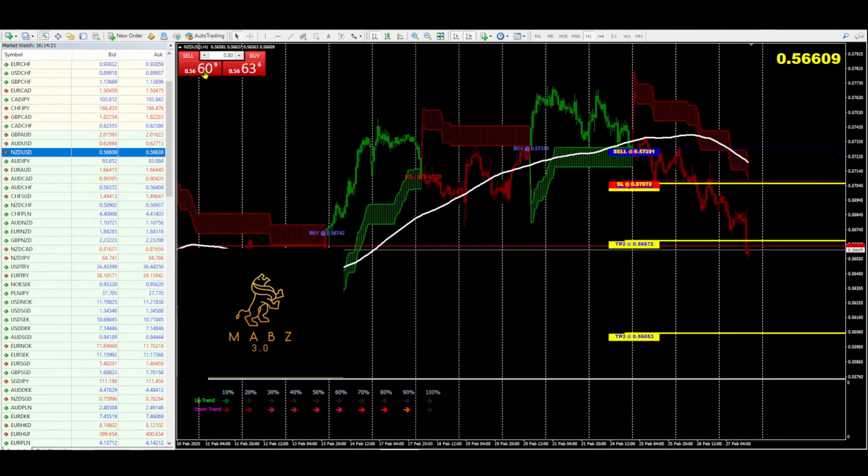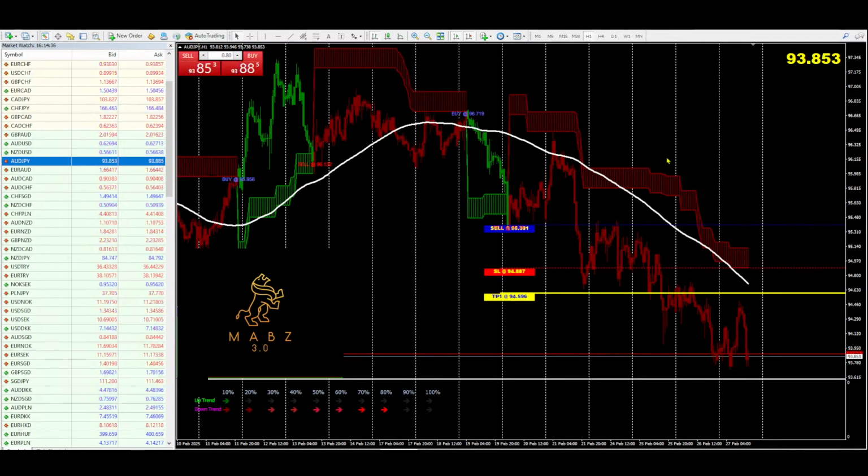So NZD USD is a trade on the H1 chart because the market is underneath the 100 period moving average, and then the volatility meter is above 70%, which validates our trade, so we can actually jump into that trade right now. Boom! Let's get it. Okay, we don't want to trade.